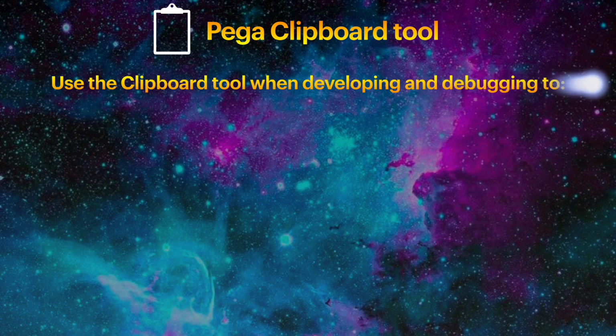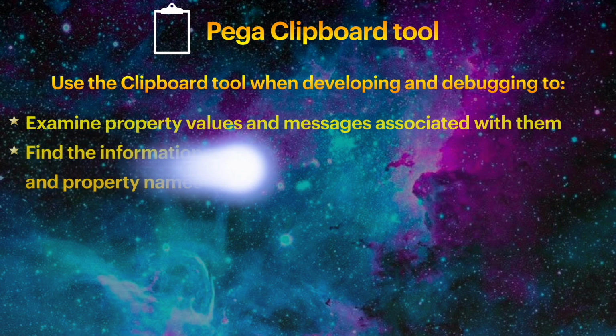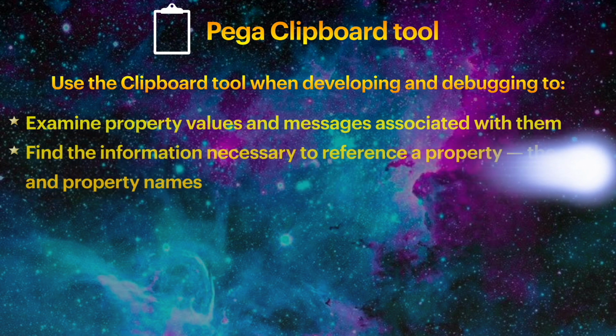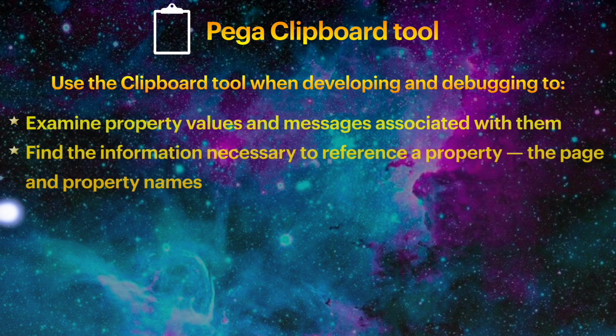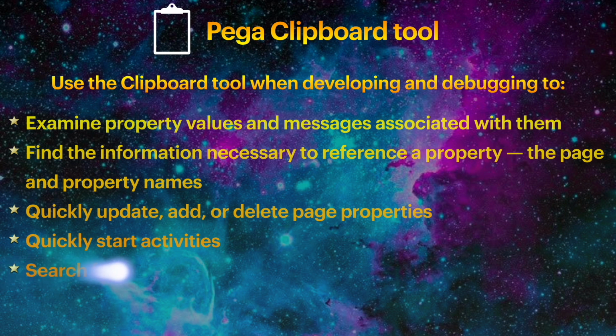Use the clipboard tool when developing and debugging to examine property values and messages associated with them. Find the information necessary to reference a property, the page and property names. Quickly update, add, or delete page properties. Quickly start activities. Search for properties or property values in all or selected pages.